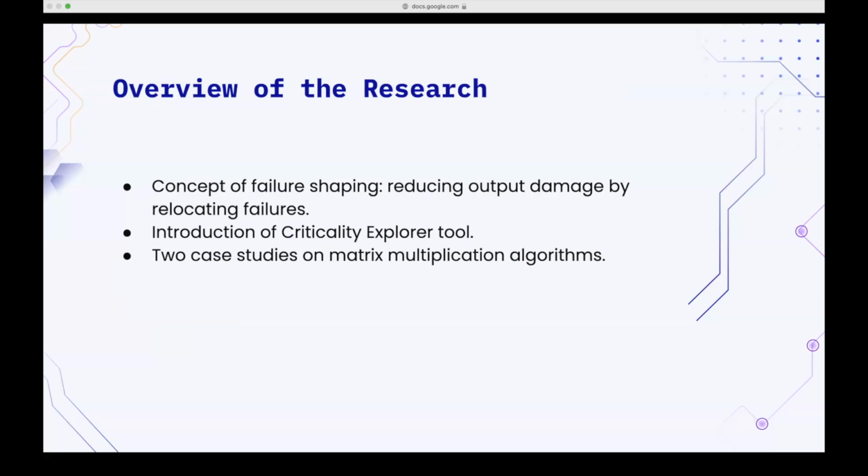Coming to the overview, the authors have introduced the concept of failure shaping, which basically aims to reduce the damage caused by hardware failures by strategically reallocating them. The researchers have developed a tool called the Criticality Explorer. This uses Monte Carlo simulations to assess the impact of potential failures. I'll be talking about Monte Carlo simulations further in the presentation.